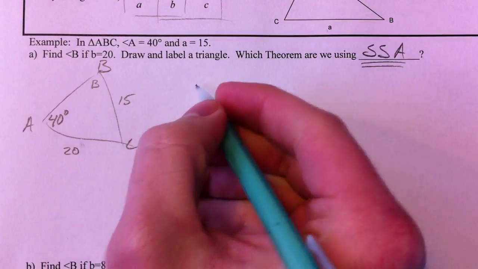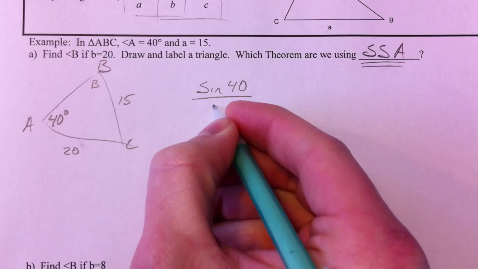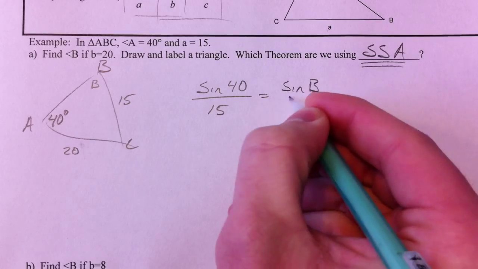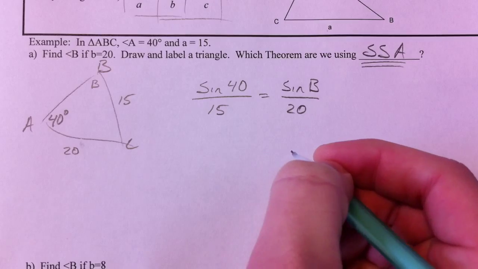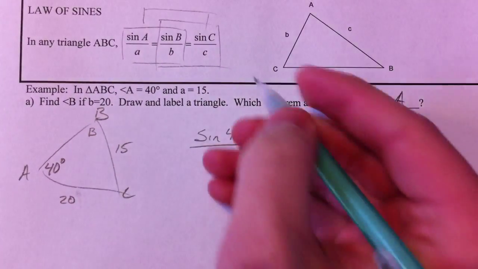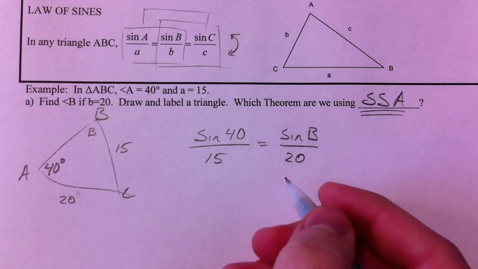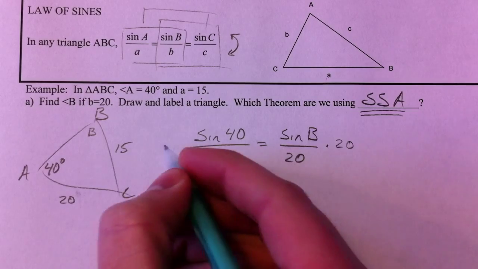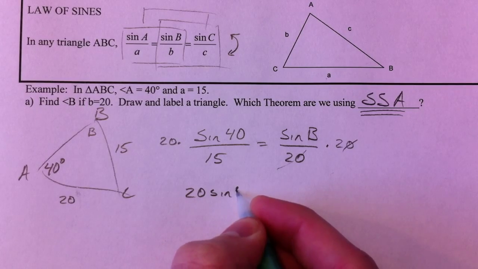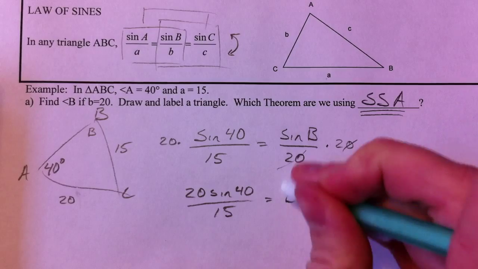So, sine of 40 over 15. It's the ratio of the A over the A. And the sine of some angle B equals, over 20. Now, the thing to keep in mind is if you're finding the angle, I put the angle on top, but you can always flip this ratio over and it'll be easier to find the side if you start with the reciprocal property. So, if you multiply both of these by 20, the 20s cross out and you're left with 20 times the sine of 40 over 15 equals the sine of B.